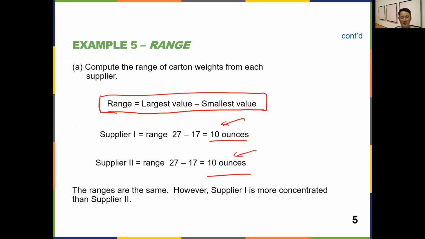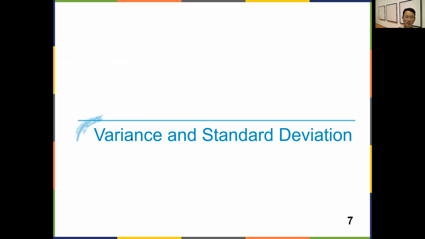And as we can see, range is simple and nice, but it's not good enough to describe what's happening in the middle. We need a more sophisticated technique, a better technique for figuring out what's happening in the middle. And those two measures are variance and standard deviation. These are different measures that describe whether data sets are concentrated or spread out. A fancy name, right?